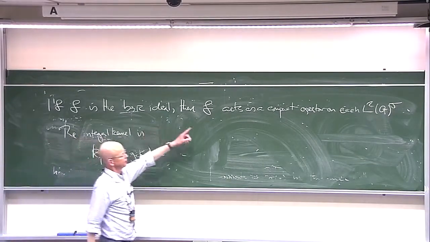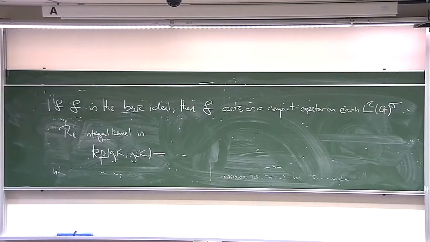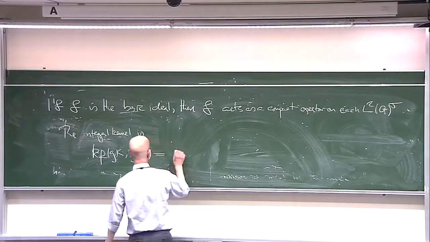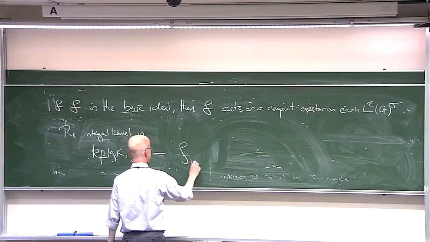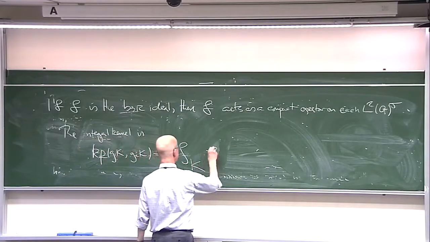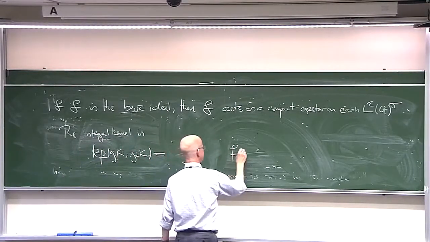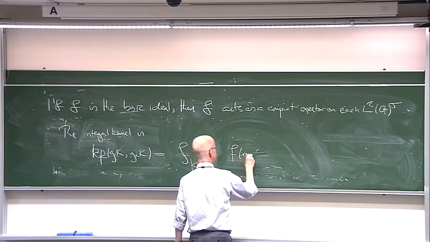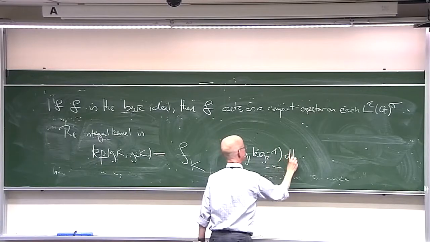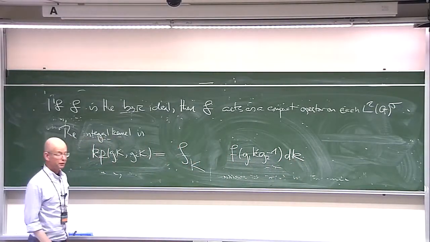This space is the L2 sections of some vector bundle over G mod K, and so the kernel K of xy is actually defined on G mod K times G mod K. And the way you get such a function on G mod K is a formula similar to the one we had before. You take F, and you just take G1, K, G2 inverse, and you integrate it over K, but that can't be right as it stands because I don't have sigma involved.